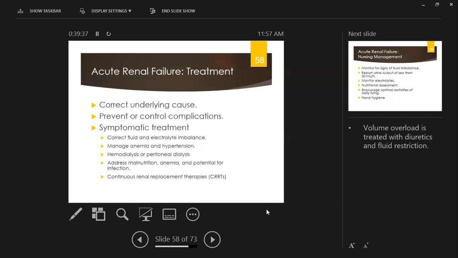We treat by correcting the underlying cause. For example, if you have volume overload, we treat you with diuretics and fluid restrictions. If it's an issue with hypovolemia, like hypovolemic shock, we want to increase your volume to reperfuse. And we also want to prevent or control complications of acute renal failure. Symptomatic treatment includes correcting the fluid and electrolyte imbalances, managing the anemia and hypertension, hemodialysis or peritoneal dialysis, addressing malnutrition, anemia, and potential for infection as a result of acute renal failure, and continuous renal replacement therapies.